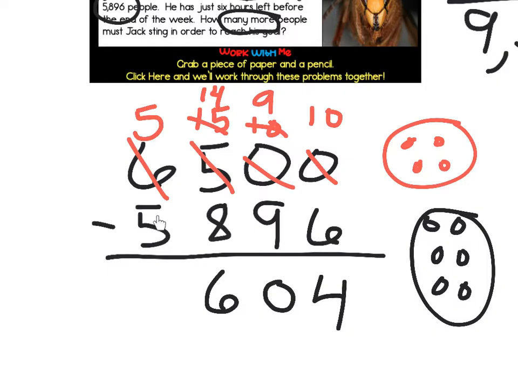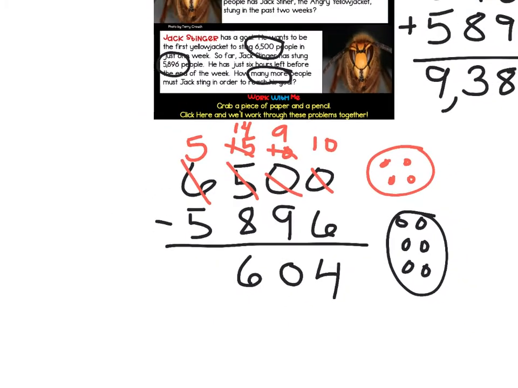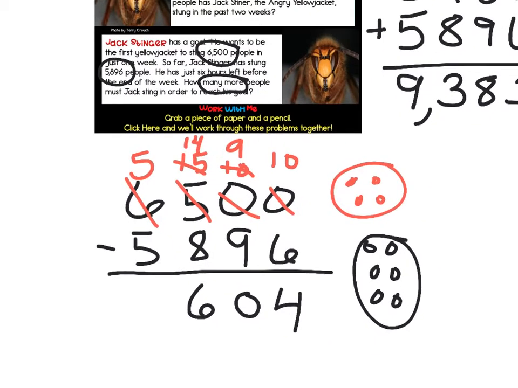Alrighty, and now we got our last one, and 5 up to 5, I can make 0 dots. So I can either drop a 0, but I don't really need to because it's this side of the number and it doesn't matter. So I don't even need to drop the 0. If you wanted to, you could. However, the answer is 604. So now, if you look here, the answer to the big old question with Jack Stinger, how many more people must Jack sting in order to reach his goal? 604 people. Bam! That's a lot of people.